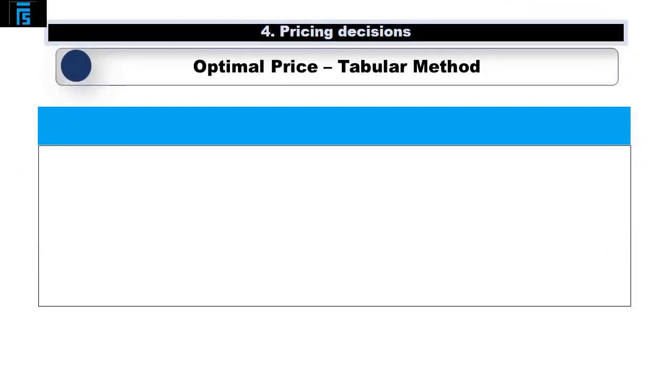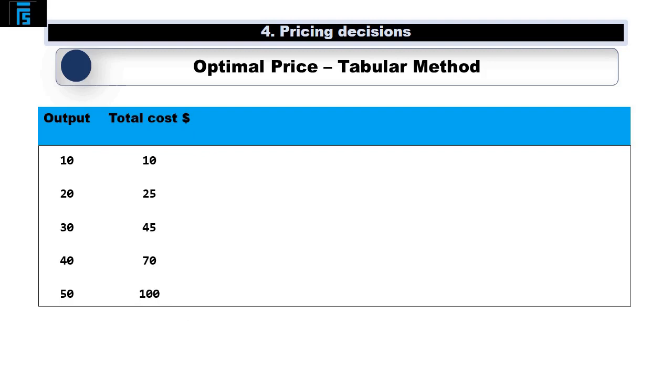We can also find the optimal price using a tabular method. Again, the objective is to find the output level and selling price that maximise profit. The easiest way to understand the tabular approach is to demonstrate it with an example. In the left-hand column of the table, we are going to show different output levels. In this case 10, 20, 30, 40 and 50 units of output. We are then going to record the total cost of making that number of units.